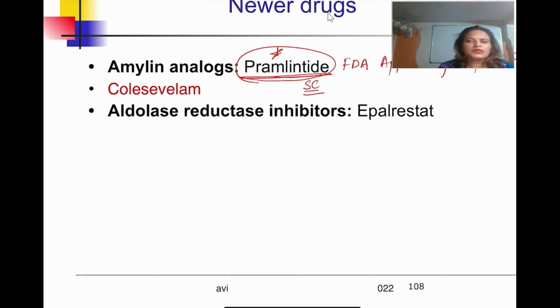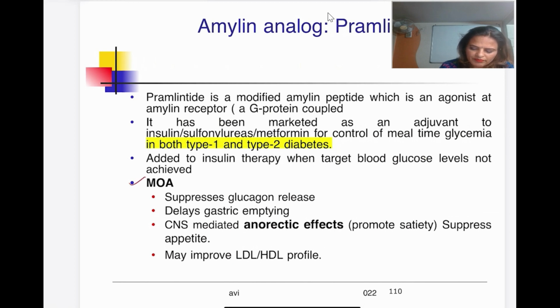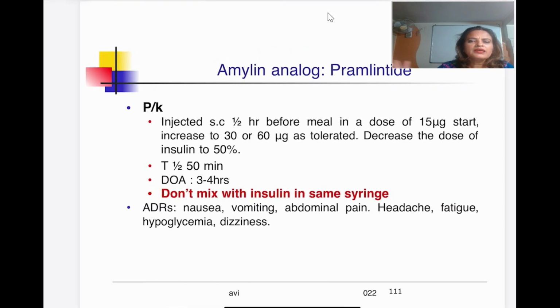And how does this group of drug act? By suppressing the glucagon release, delaying gastric emptying, a CNS mediated anorectic effect that suppresses the appetite, and it may improve the LDL and HDL profile. So you can see it is used for both type 1 and type 2 diabetes mellitus. We give it by subcutaneous route half an hour before the meal, and we start with 15 microgram, increase up to 30 or 60, and decrease the dose of insulin by 50%.